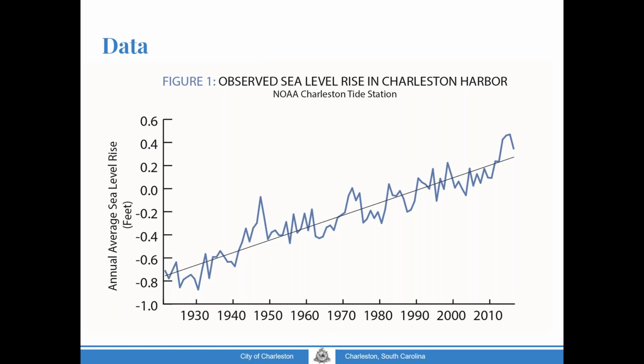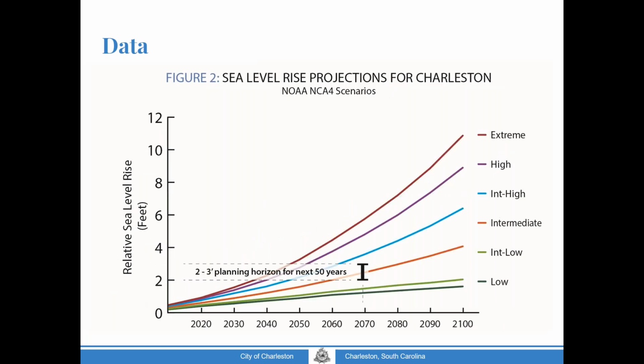So it's been really interesting to see that, because that means that the rate of sea level rise is increasing faster now than it has been in the past, which means it hasn't really been a linear increase. It's starting to go up exponentially. So here's sort of the main map showing our planning horizon.